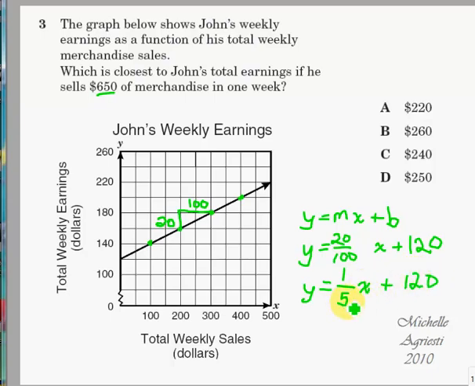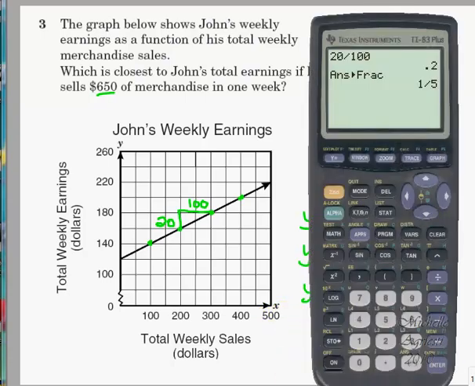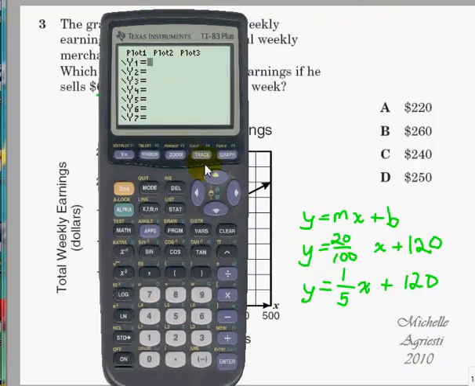We can put that in the calculator and just find out what his salary would be. So we'll go to y equals, and we want 1/5 x plus 120. And we'll graph that. Oh, and it's finished, but I don't see anything because it's off. It's out here somewhere where we can't see.